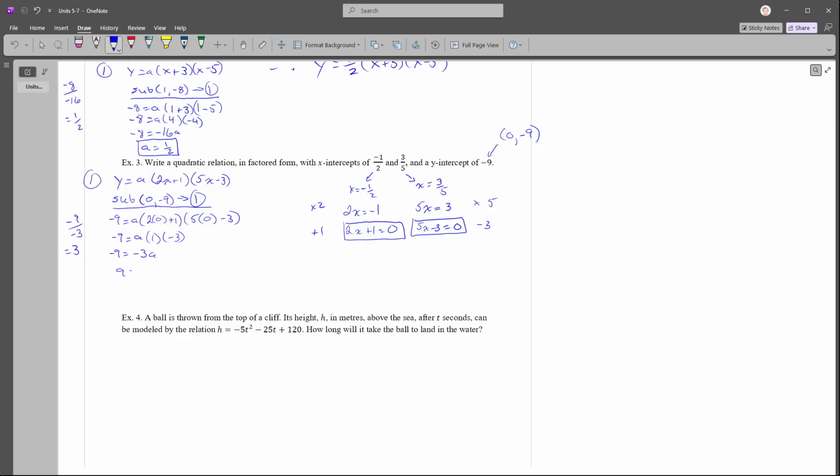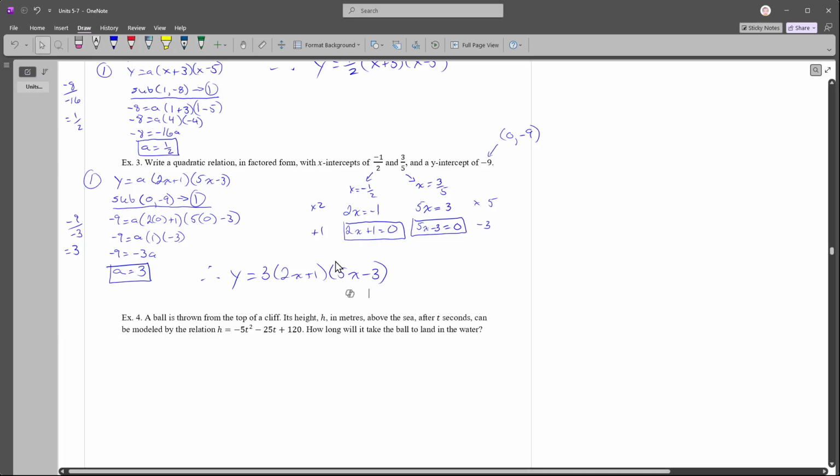So that means a is equal to, oh, that's a big A. It almost looks like a 9. Better fix that. Our a is equal to 3. Therefore, our final equation: y is equal to 3 times 2x plus 1 times 5x minus 3. So it's a much more complex equation than we had in the previous question. Okay, so let's apply this knowledge to an actual word problem now.